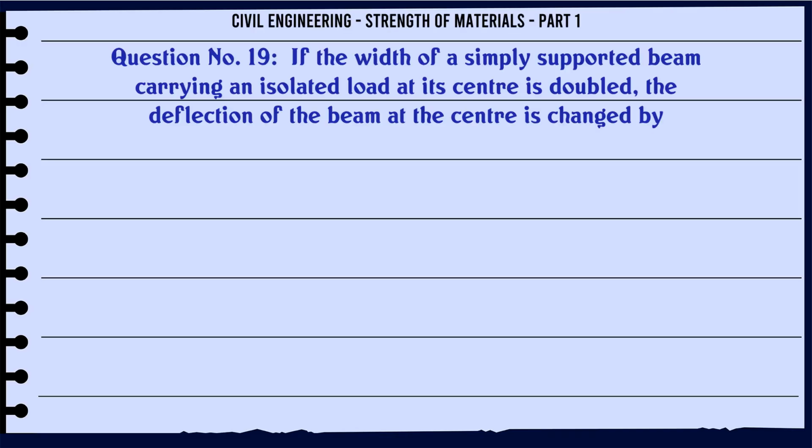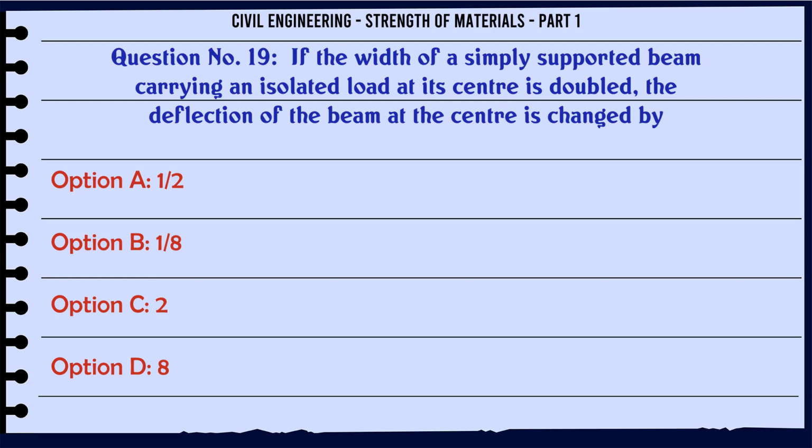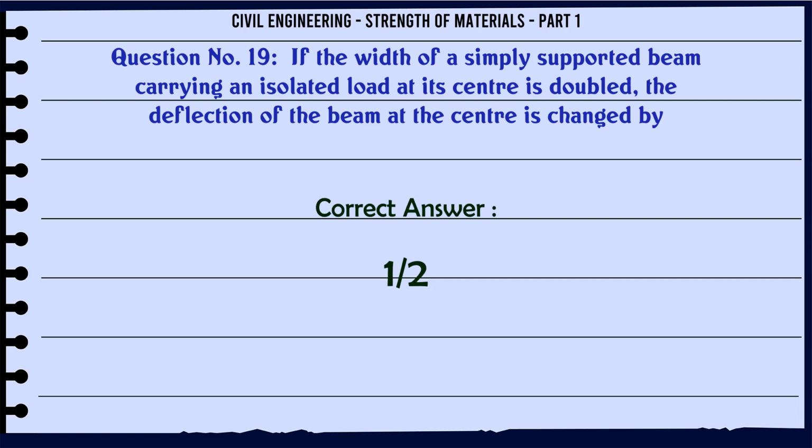If the width of a simply supported beam carrying an isolated load at its center is doubled, the deflection of the beam at the center is changed by: (a) a half, (b) 1/8, (c) 2, (d) 8. The correct answer is a half.